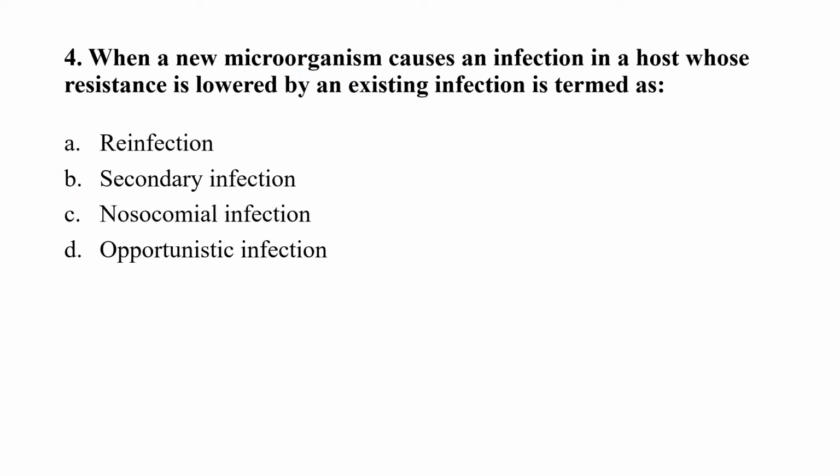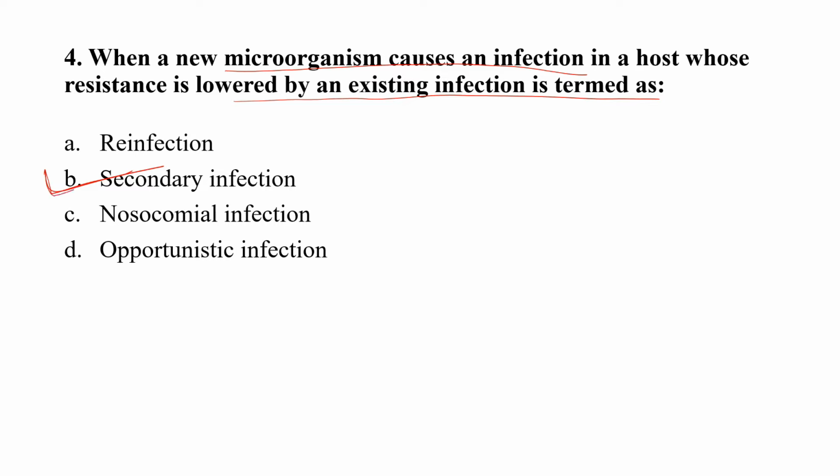Question number 4. When a new microorganism causes an infection in a host whose resistance is lowered by the existing infection is termed as option A, reinfection. Option B, secondary infection. Option C, nosocomial infection. Option D, opportunistic infections. Correct option here is option B, which is secondary infection.